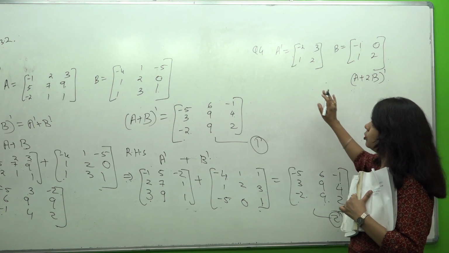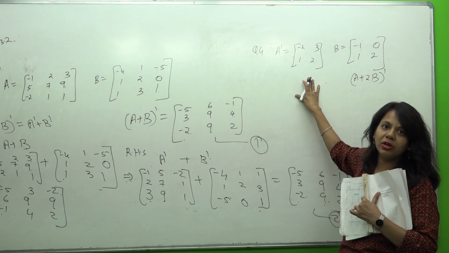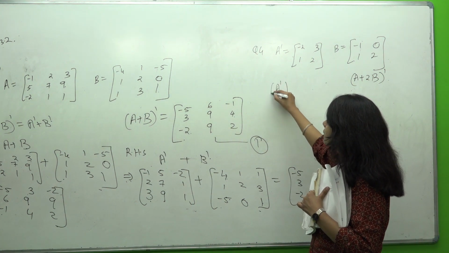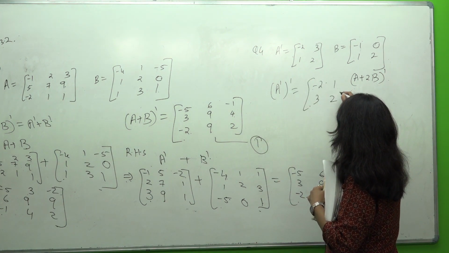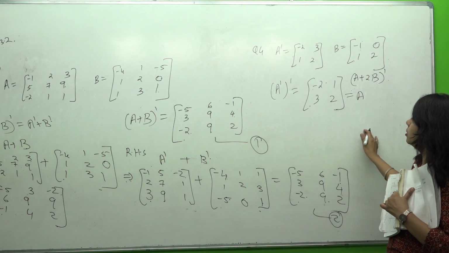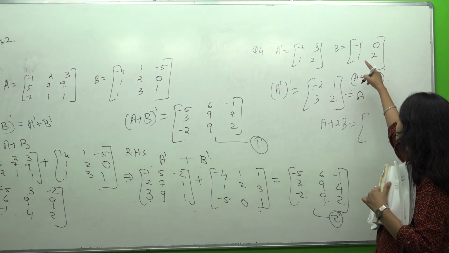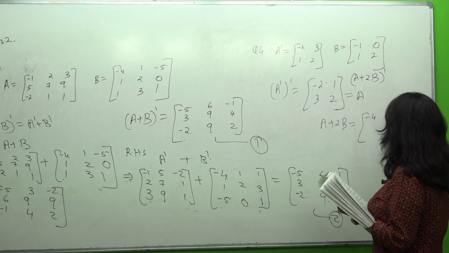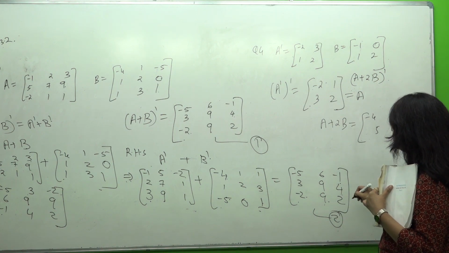Now please be careful. This is A dash that is given to me. If you perform (A plus 2B) whole dash directly, you will tend to make a mistake. So what am I supposed to first do? Transpose this matrix. So I get minus 2, 1, 3 and 2. So now I have got my A matrix from here. Now when I do A plus 2B, I have to multiply the B matrix with 2. I get A plus 2B as minus 4, 1, 5 and 6. This is A plus 2B that I have got.